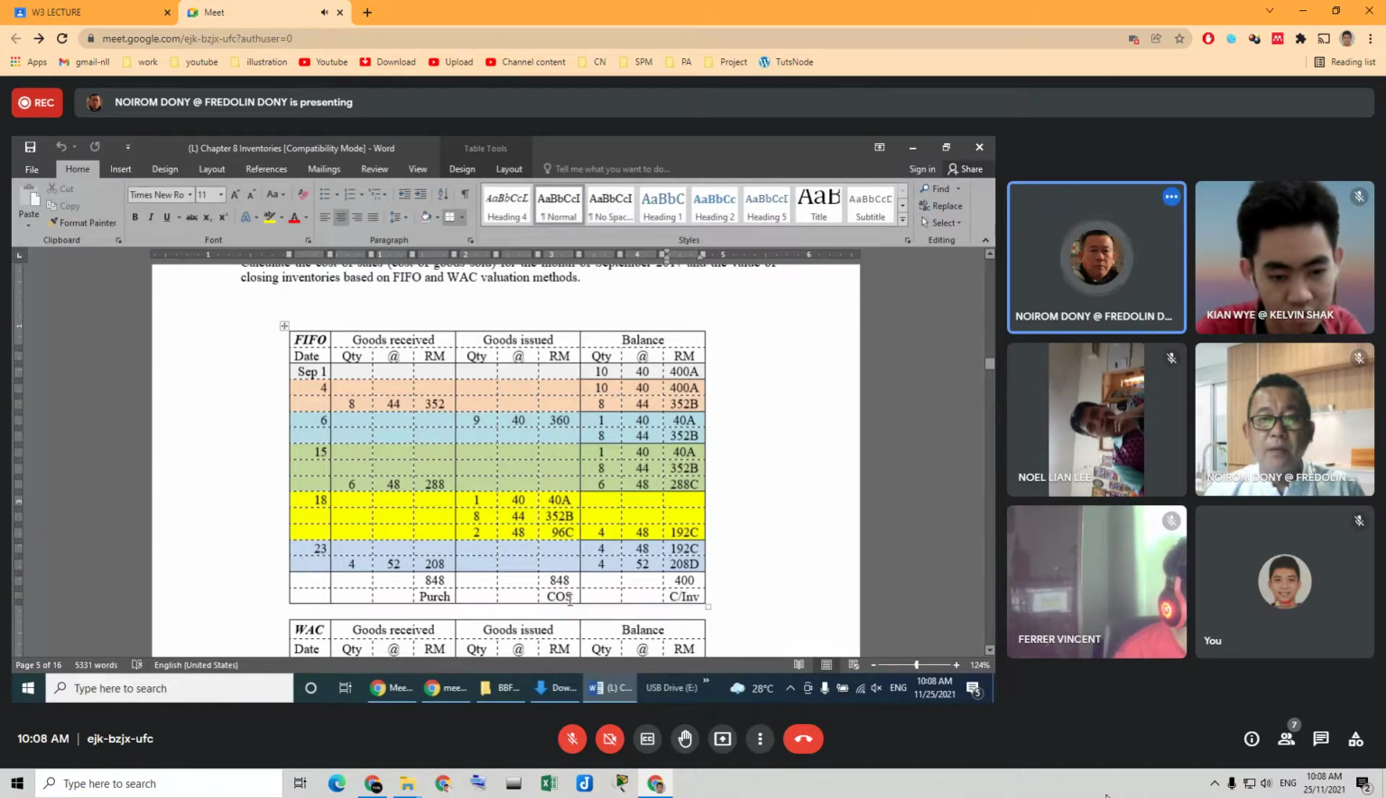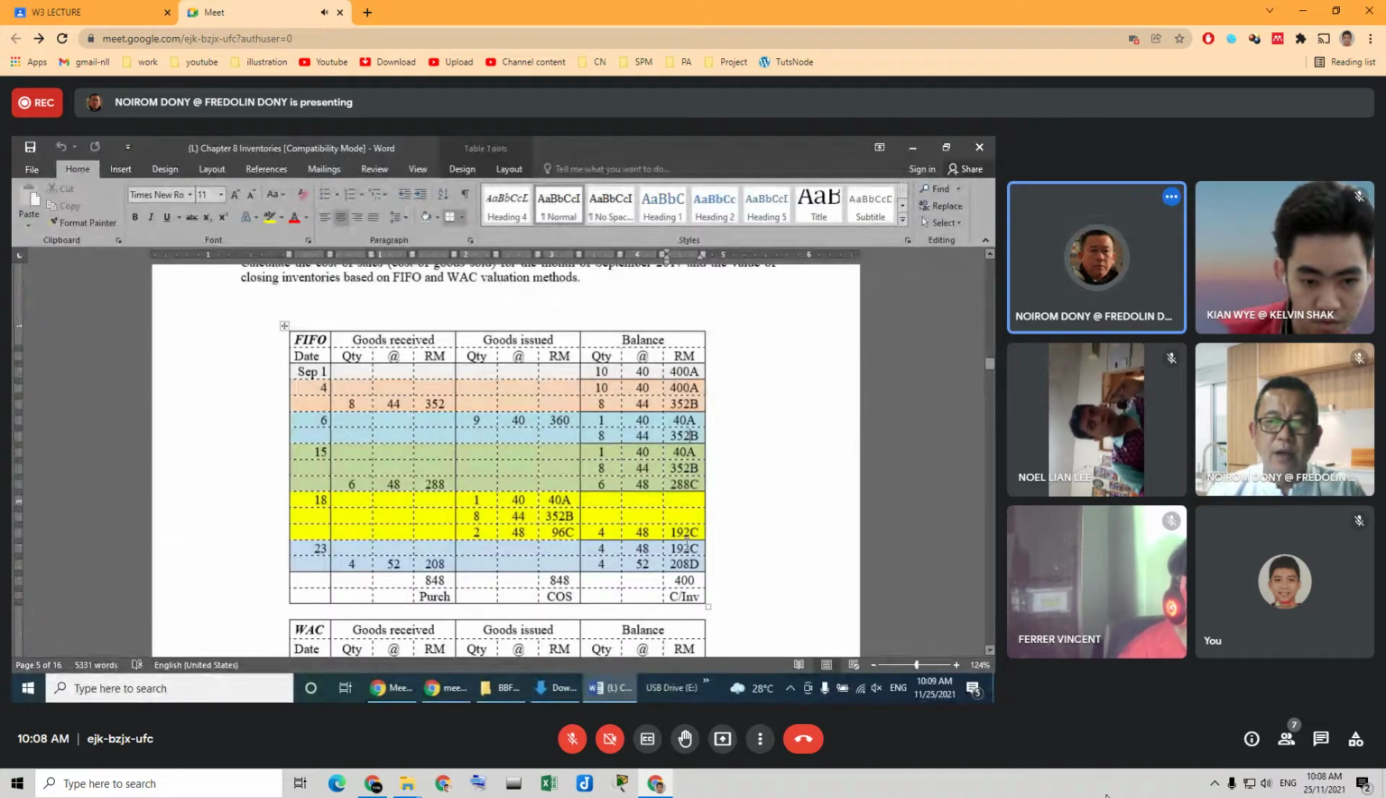Why can we add from the top rows, 360 plus, and the bottom rows? Because this one we did not update, like what we did in the balance. The balance we keep updating for every transaction. So that's why, in order to determine the closing inventory, we have to take the last row.